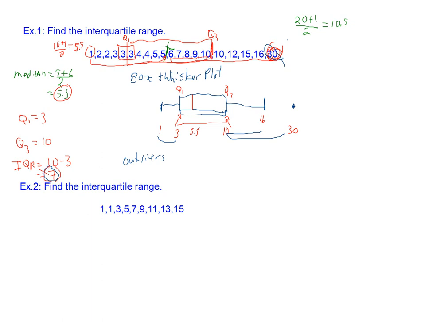are more than 1.5 times away from the edge of the box. 1.5 times the box length away from the edge of the box.